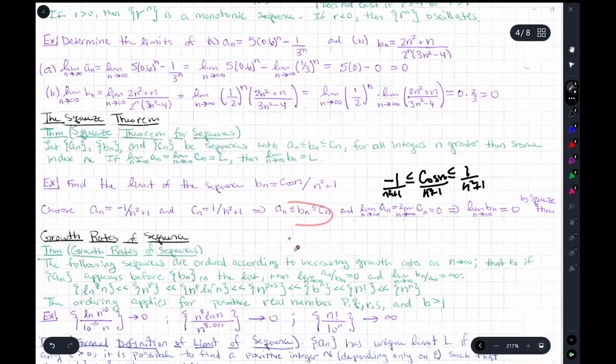We squeezed b sub n between two sequences that we do have a grasp on. And the limits of those sequences, a sub n and c sub n, are equal and they're 0, right? This approaches 0 as n goes to infinity, and so does that. And so by the squeeze theorem, this sequence b sub n also has the limit of 0.